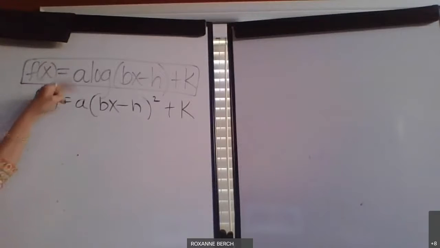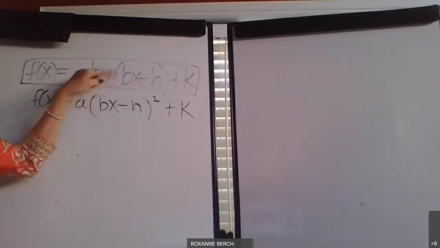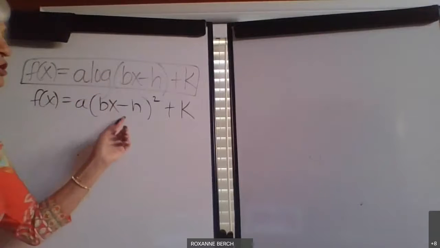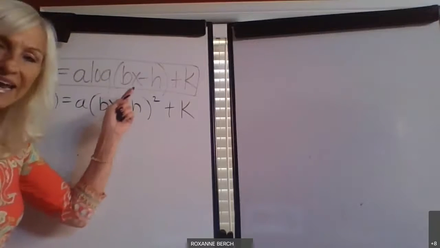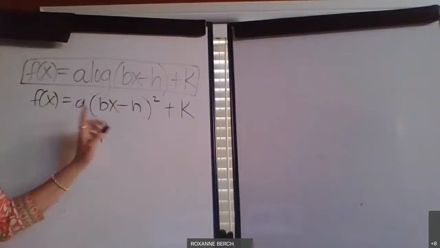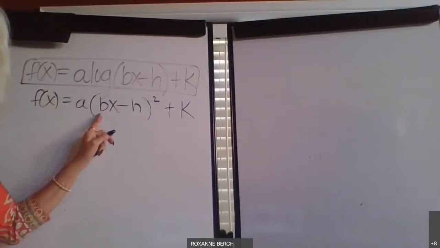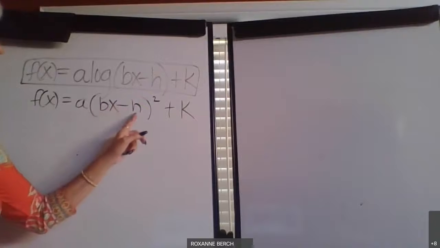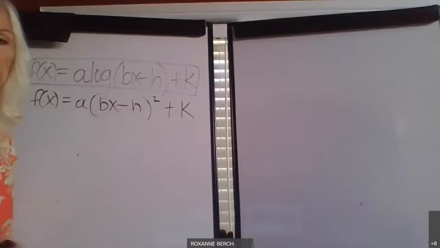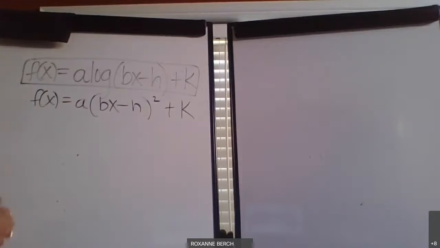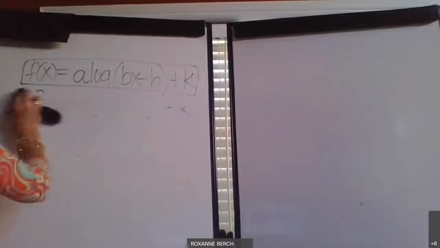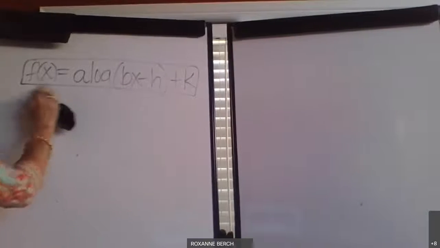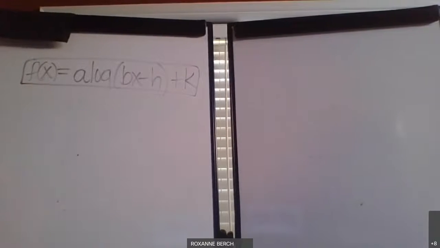So A is a vertical stretch or compression over the x-axis. B, which is inside, inside the logarithm, is a horizontal stretch and flips over the y-axis. This is left and right, and that's up and down. So what I want to do is put up a bunch of problems, and I want to make sure that you know what A, B, H, and K do to a graph.